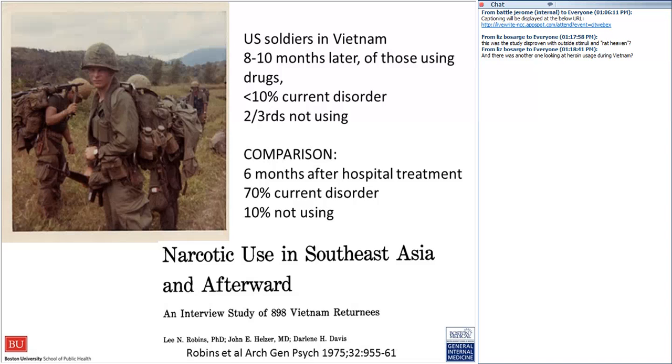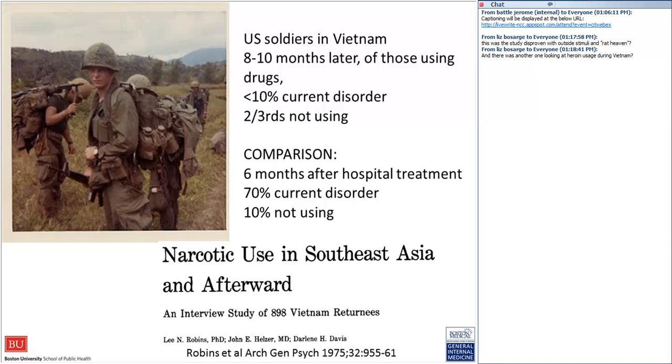On the other hand, think about the comparison in this study. The comparison in this study was adults who were in the United States during that same time period who suffered from addiction and went to seek hospital treatment.